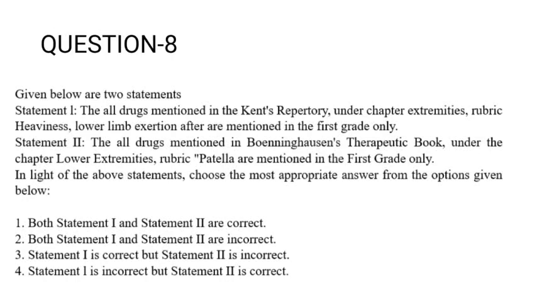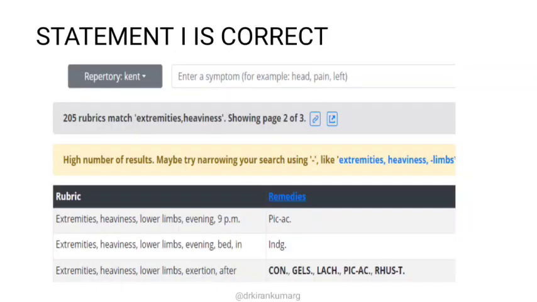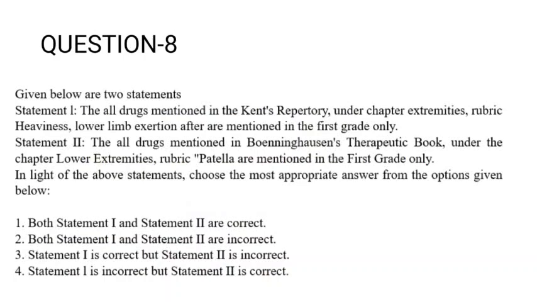Let's verify the first statement, whether it is true or wrong. Under the rubric extremities, heaviness, lower limb, exertion after, you have 5 remedies: Conium, Gelsemium, Lachesis, Picric acid and Rhus tox. As you can see, all the 5 remedies have been mentioned in the highest mark itself, or what we call first grade.